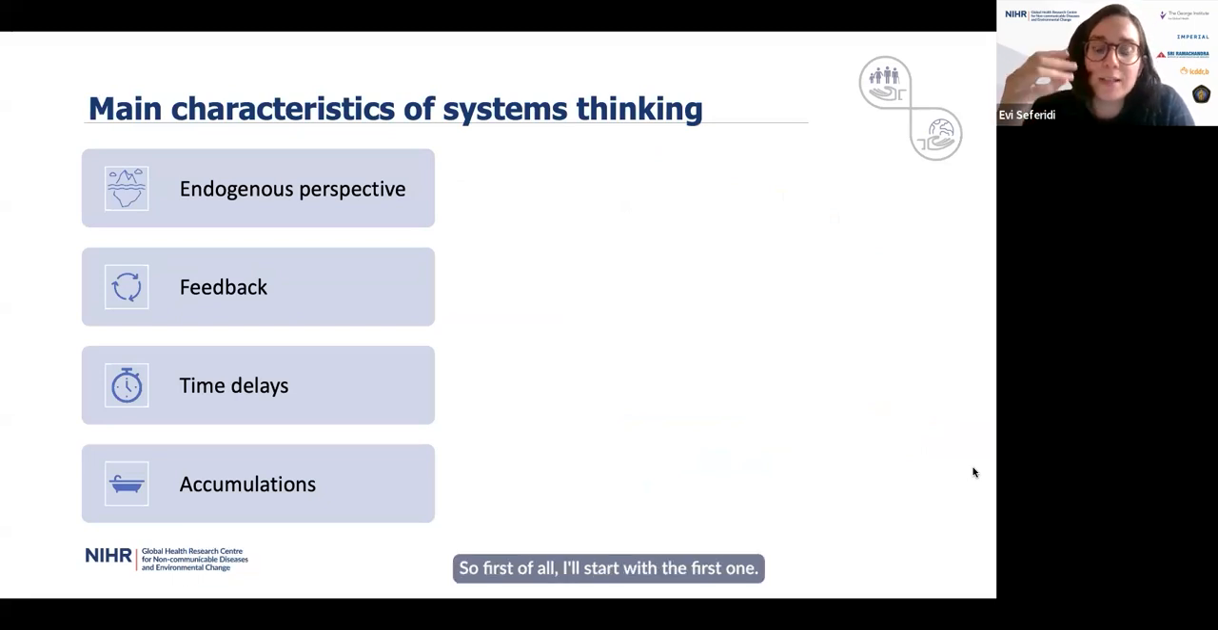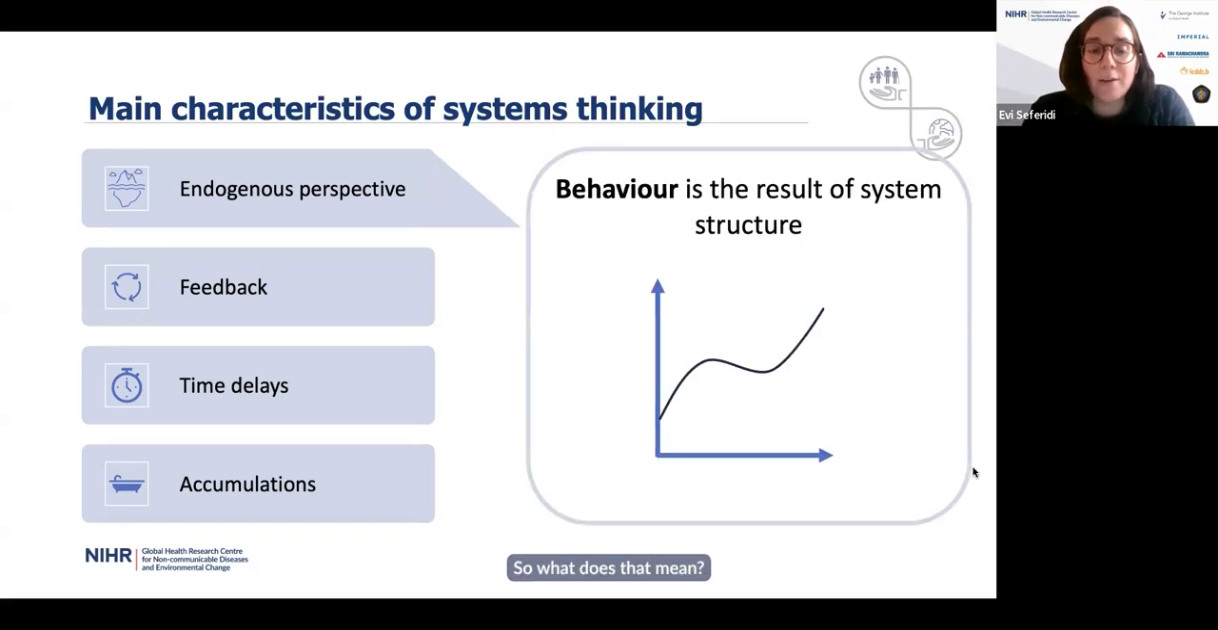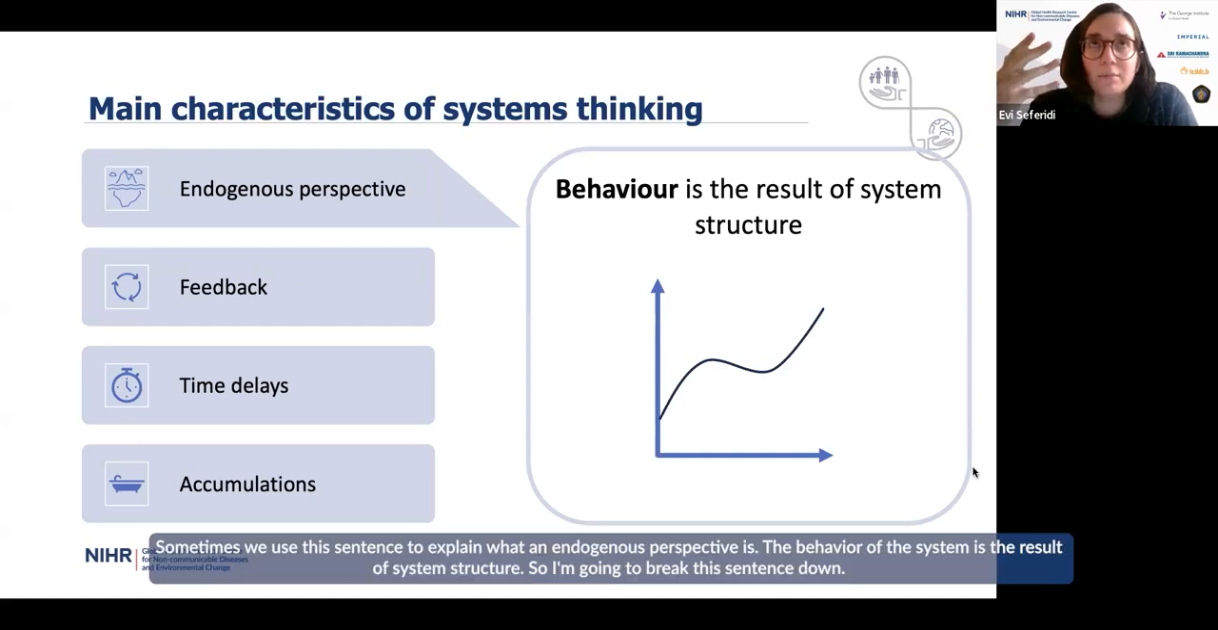First of all, I'll start with the first one. In complex systems, in systems thinking, we have a so-called endogenous perspective. So what does that mean? Sometimes we use this sentence to explain what an endogenous perspective is: the behavior of the system is the result of system structure. I'm going to break this sentence down.